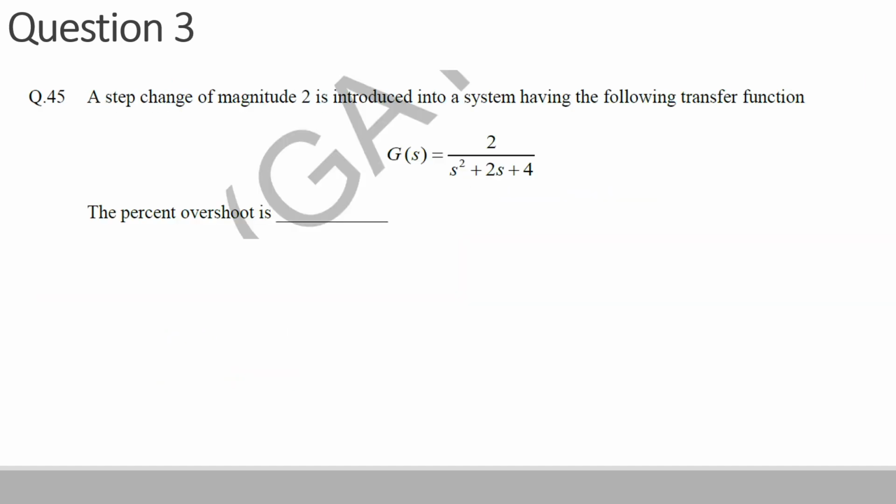Now this is a fairly simple question. This is question number 3, where it is given that a step change of magnitude 2 is introduced in a system having the following transfer function. The percentage overshoot is dash. Over here the step change we have been provided, that is the input, is 2 by s, and we have to find the percentage overshoot.